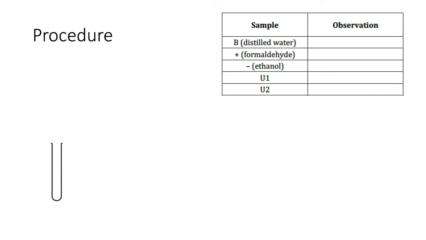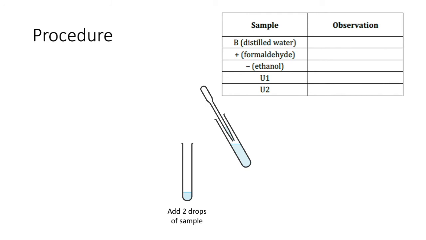To perform this test, you can obtain a test tube. You'll then add 1 milliliter of Tollens reagent to the test tube. You'll then add 2 drops of the sample to that test tube containing the Tollens reagent and observe what happens. You can then repeat that test for each of the samples.